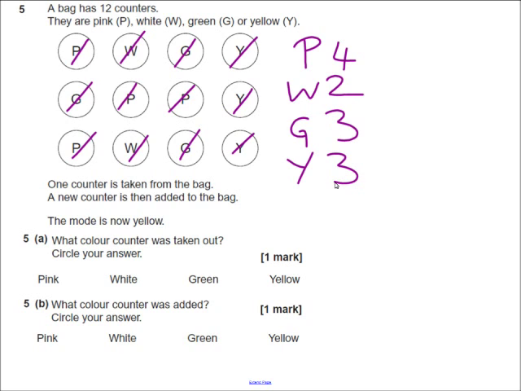And what we've got to do is make yellow the new mode. So in order to do this, we need to reduce the number of pinks and increase the number of yellows. Otherwise, if we increase the number of yellows by 1, it would be 4, and it would be equal mode with the pink. It would be bimodal. So the counter that we need to take away needs to be a pink, and the counter that we add must be the yellow to make it the clear mode.